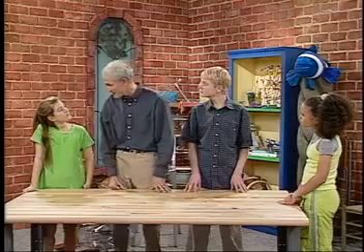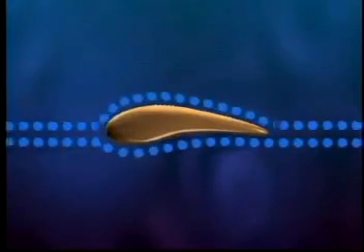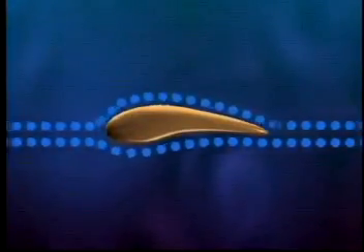I would say the wings. That's right. The wings are designed to push air downward. The air flowing over top of the wing and the air flowing underneath the wing are both bent downward.